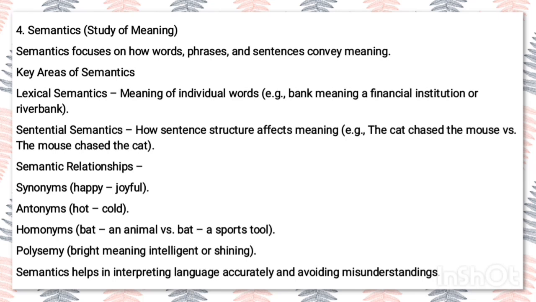Next one is semantic relationships. First one is synonyms, words that have similar meanings. For example, happy and joyful. Next one is antonyms, words that have opposite meanings. For example, hot and cold.